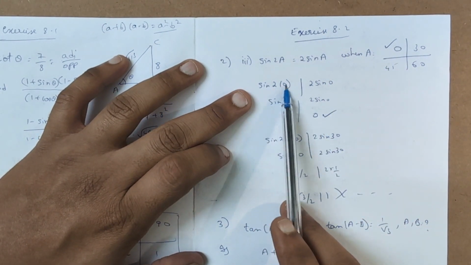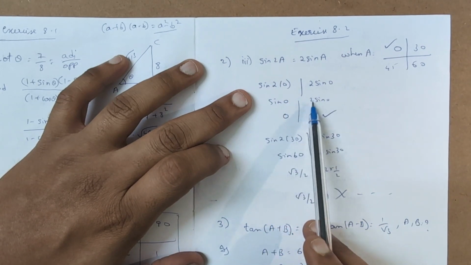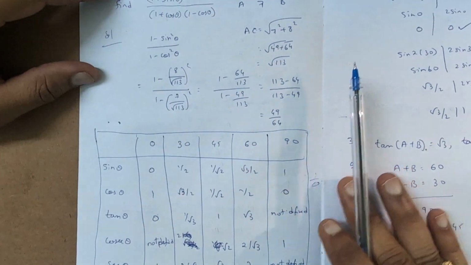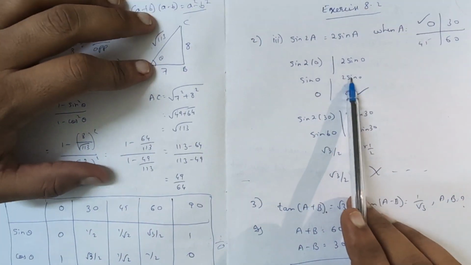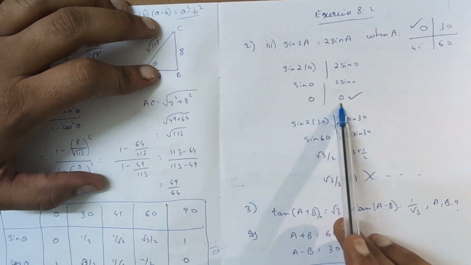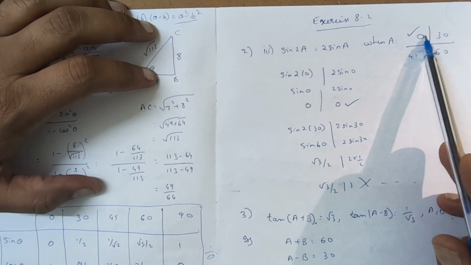Sin of 2 into 0, 2 into 0 is 0, so sin 0, and 2 sin 0 on the other side, but from the table we know sin 0 is 0. So sin 0 is 0, whereas 2 sin 0 is again 0, 2 into anything zero is 0, so 0 and 0 are satisfied. So 0 is the condition.